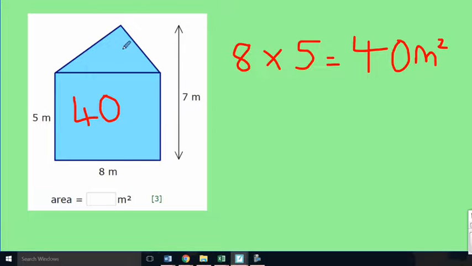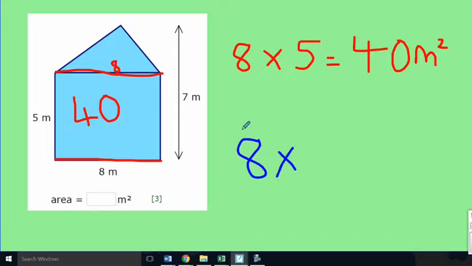Now for the triangle. It's not got the base clearly written on the bottom of my triangle here, but if the base of the rectangle here is 8, then the base of the triangle here, because they are parallel to each other, must also be 8.